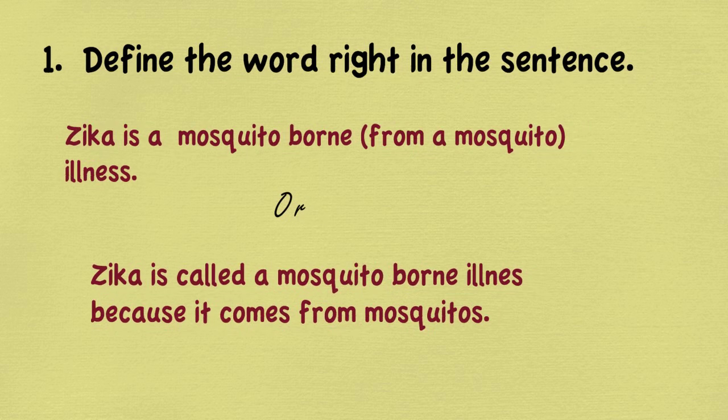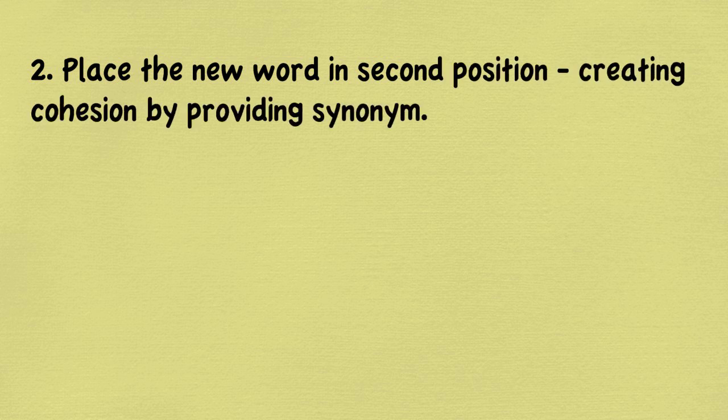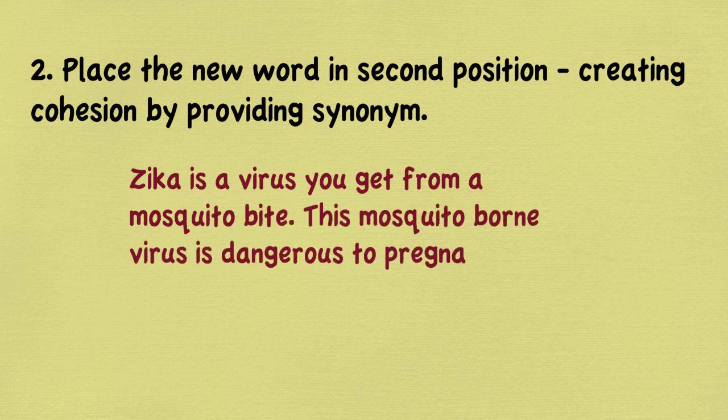Very simple strategy. The second strategy is place the new word in second position. Don't start the sentence with the new word, because when you introduce it later, there's the ability to reinforce it from the first sentence, like a synonym. Here's an example again. Zika is a virus you get from a mosquito bite. This mosquito-borne virus is dangerous to pregnant women. So mosquito-borne, the new term, is not in first position. It comes in the second sentence after you've introduced the idea of where the virus comes from.